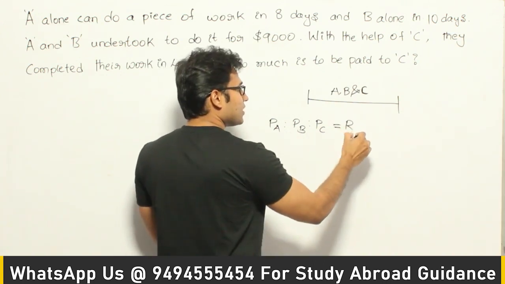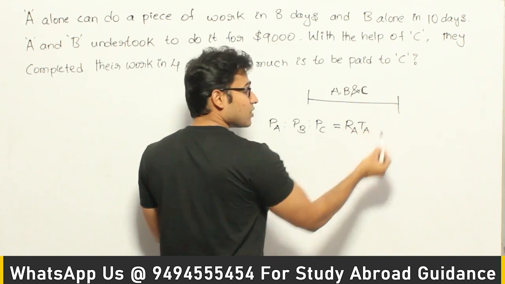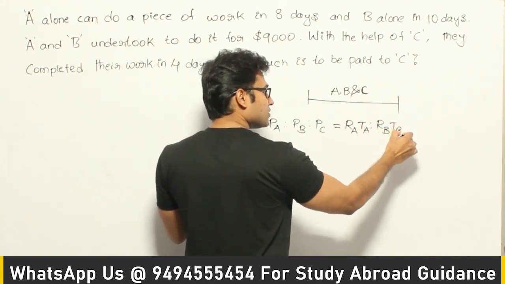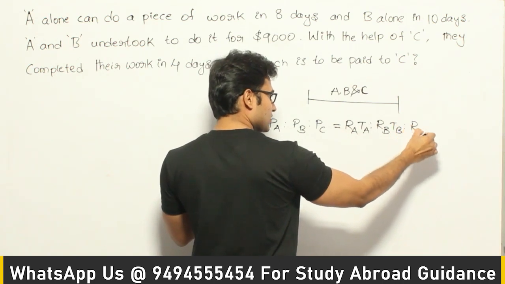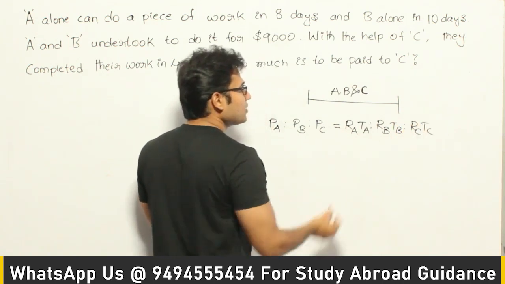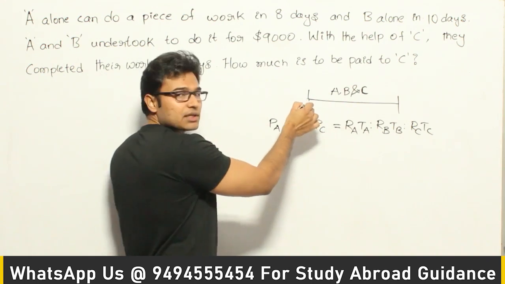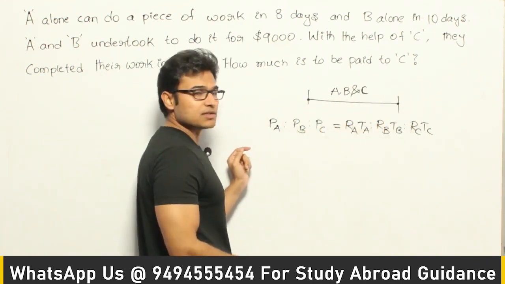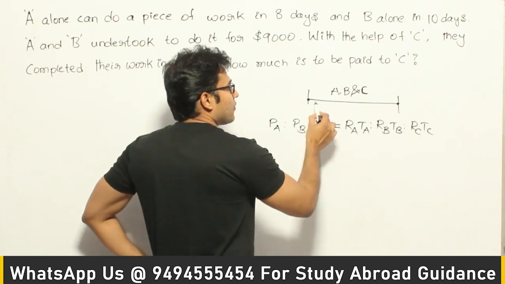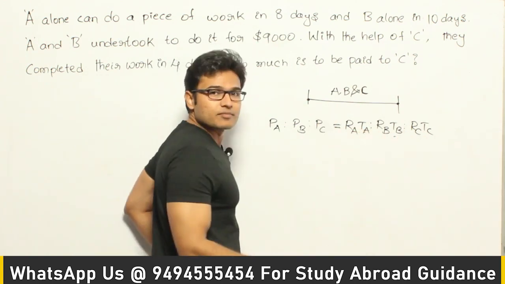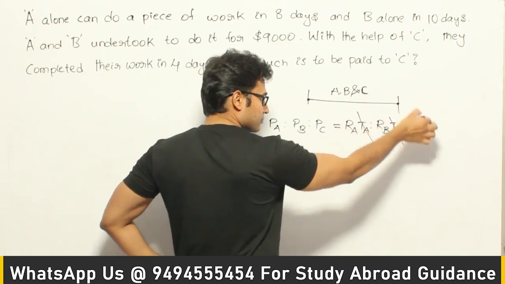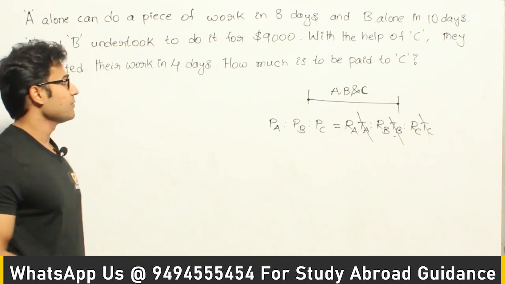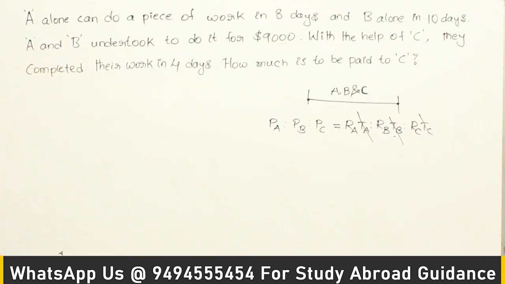Which means the rate at which A works into the time for which A works on the project is to the rate at which B works into the time for which B works on the project is to the rate at which C works into the time for C. Now since all of them have started the project at the same time and they see that it gets finished at the same time, the times of A, B and C are the same, so we can cancel it off. So in this case it is directly proportional to the rates, right? Okay.